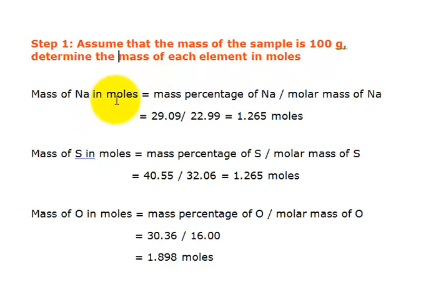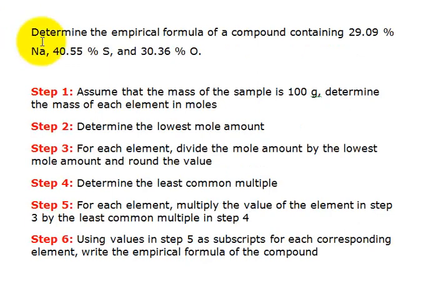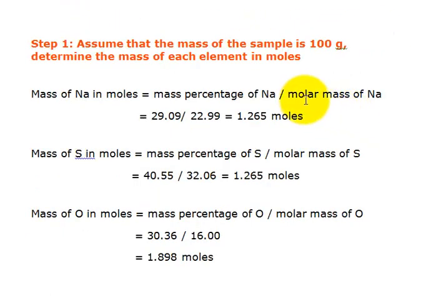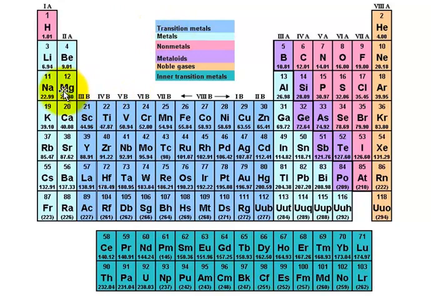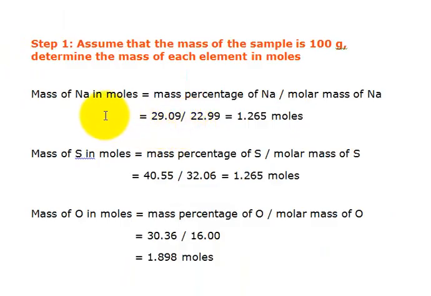So the mass of sodium in moles is the mass percentage of sodium, which we can obtain from the question, and the mass percentage of sodium is 29.09%, divided by the molar mass of sodium, which we can obtain from the periodic table. And the molar mass of sodium is 22.99. So the mass of sodium in moles equals 29.09 divided by 22.99 equals 1.265.